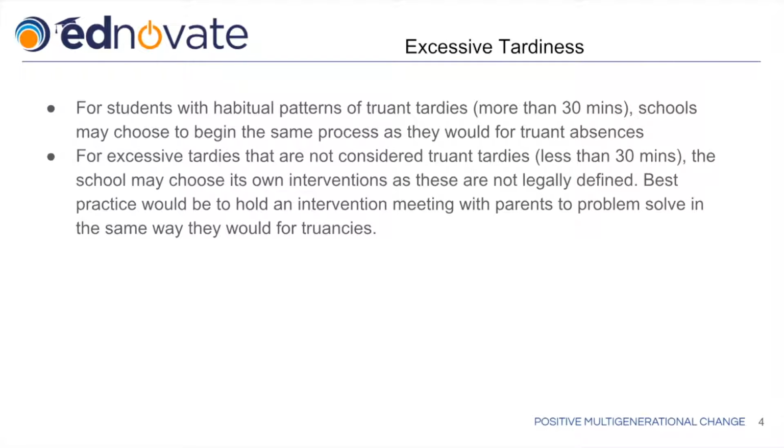Excessive tardiness, a habitual pattern of truant tardies, which is more than 30 minutes. You could choose to follow the same process as you would for truant absences, which we'll get to soon. If a student has excessive tardies that aren't considered truant, so those tardies that are less than 30 minutes, or maybe 5 or 10 minutes late for school, pretty often, there aren't defined interventions here. They aren't legally defined by the state of California, but it is best practice to talk with the student, talk with the parents, figure out what's going on, and help them to problem solve.